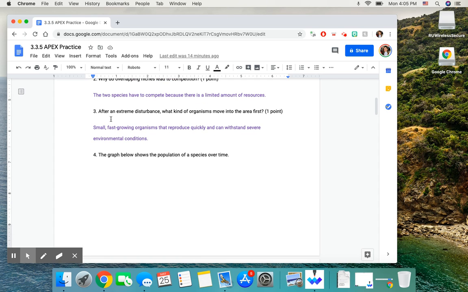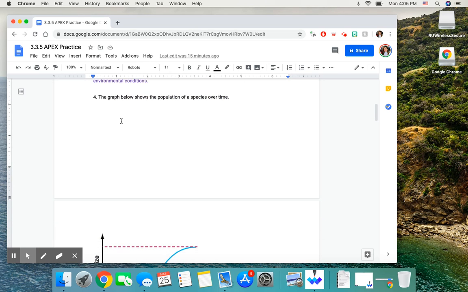Okay. Number 3, after an extreme disturbance, what kind of organisms move into the area first? An extreme disturbance could be like a flood or a tornado or a hurricane or a wildfire, something that's going to take out a lot of organisms. The very first ones to move there are going to be small, fast growing ones that reproduce very quickly and can withstand severe environmental conditions. Some examples could be a lichen or a moss, just because they also do photosynthesis, so they can produce their own energy, and they're small and very fast growing.